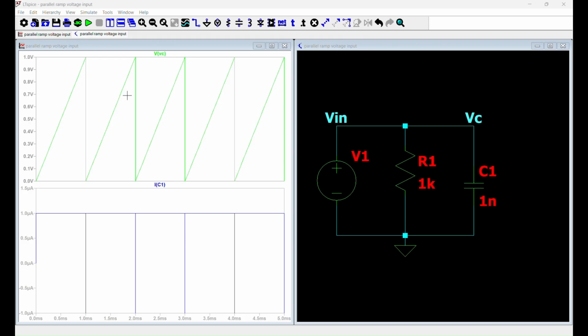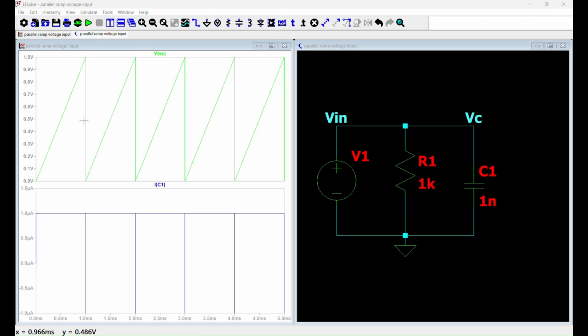Now on simulating this, we can see that this is the input voltage that we are feeding to this parallel RC circuit. And if we observe the current flowing through the circuit, it has reached 1 microampere and it is there in the steady state of 1 microampere up to 1 millisecond. This is because the input keeps changing in a sawtooth waveform, and hence dV by dt will not be 0. It keeps changing, and hence we can see that current is 1 microampere.